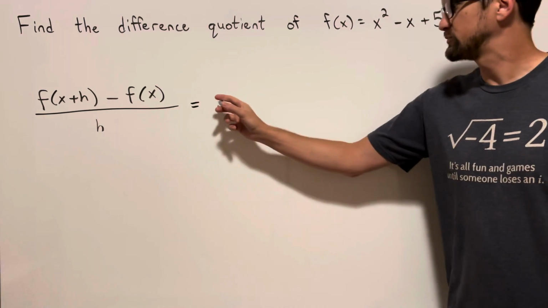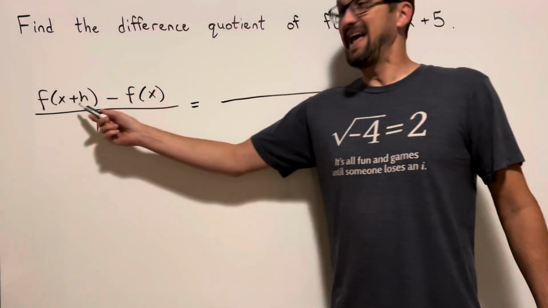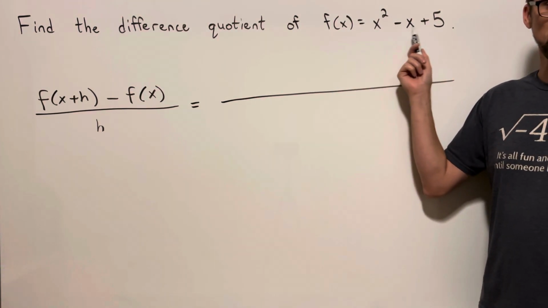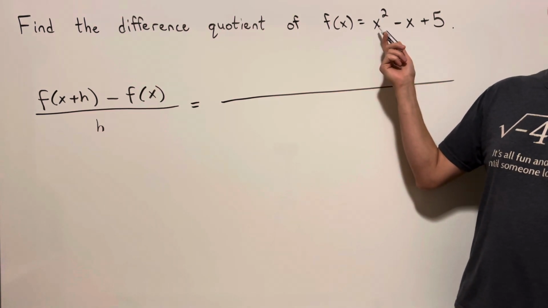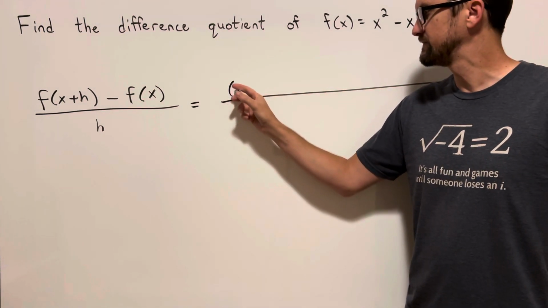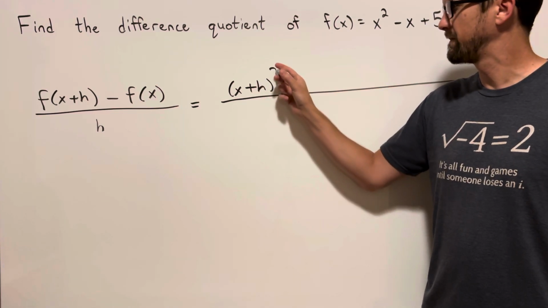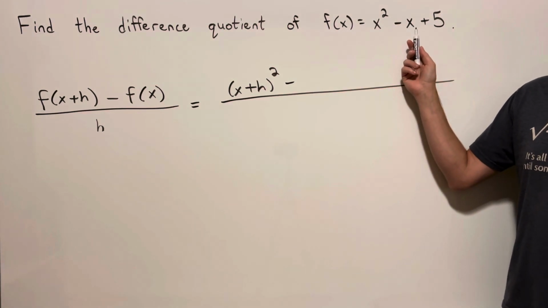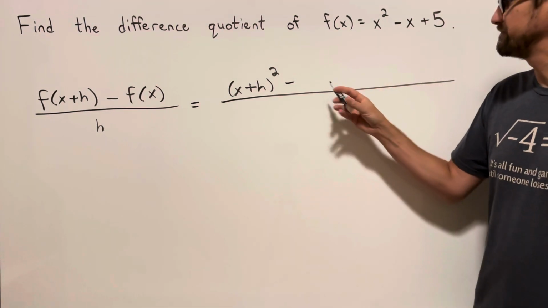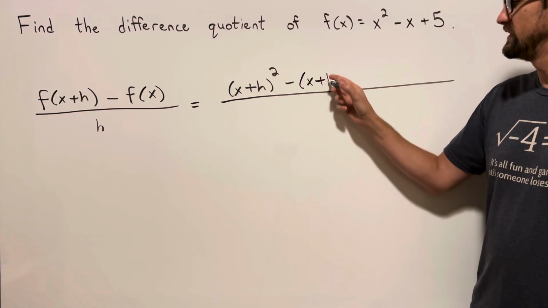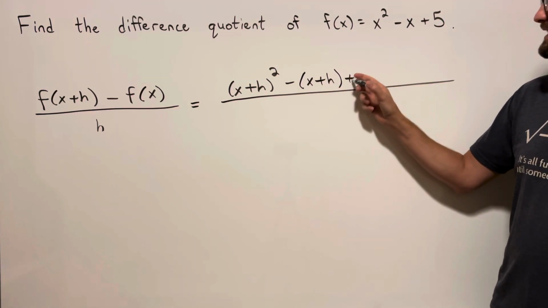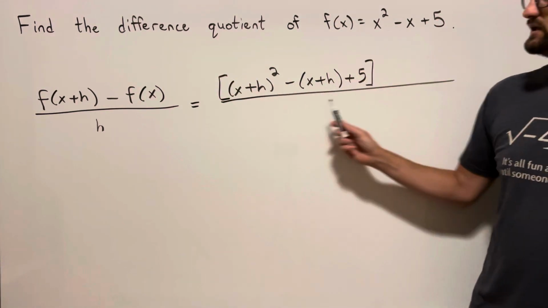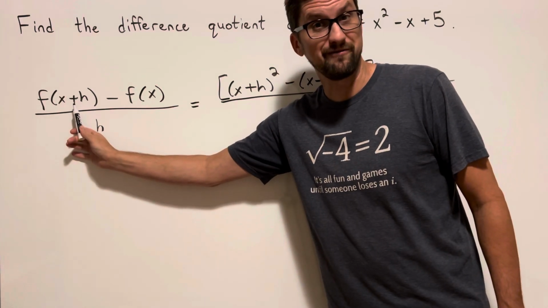All right, so to do this problem, let's figure out what f of x plus h is. We're going to plug x plus h into this function, into these two x locations. So we're going to have x plus h squared. We're going to need parentheses. Then I have this minus sign. Then I'm going to plug in x plus h here. Since it's two terms, I'm going to need parentheses again. So I have x plus h. Then I have this plus 5 here. So this whole thing right here is this piece right here, f of x plus h.